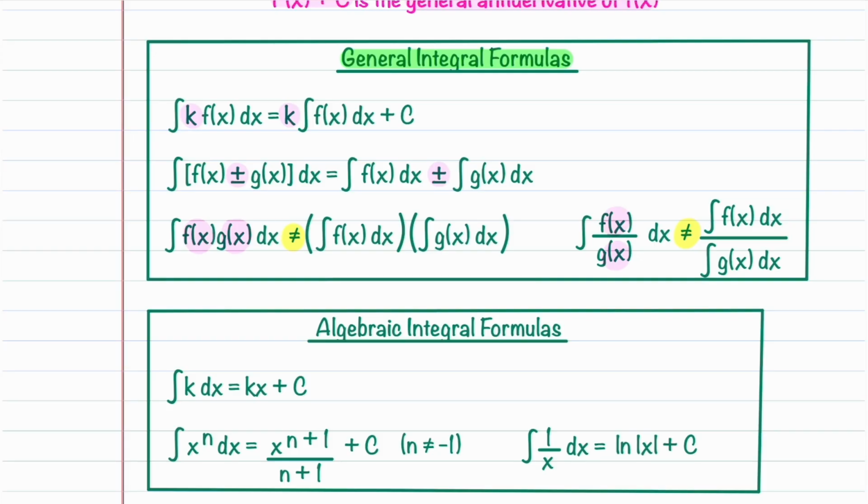The next set of formulas that you need to know, I've categorized into what I call algebraic integral formulas. The integral of a constant k is just k times x plus c. The integral of x raised to a number n is just x raised to that number plus 1, divided by the number plus 1, plus c. This formula only works if n is not equal to -1. If n is equal to -1, then you have the integral of 1 over x, and that has a special formula, and it is the natural log of the absolute value of x plus c.